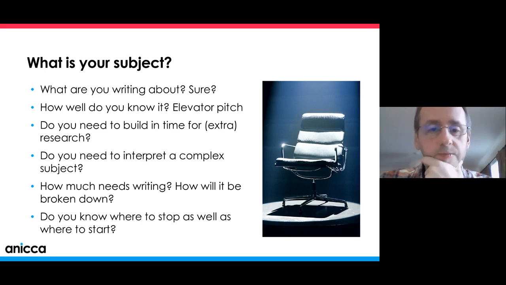But in terms of your own subject, ask yourself, what is your elevator pitch for that topic? And does that work, and can you use that as a basis for where you go? And if not, do you need to build in extra time for research? I mentioned research already, but it may be a case that you identify gaps that you want to fill or you want to update yourself on. But there's no harm in saying, actually, I need to build in a couple of hours, a bit more Google time, and plug some gaps. If it's a complex subject, do you need to interpret it down to a level where it is understood by a greater number of people? You might be writing something quite niche for a very specific audience.